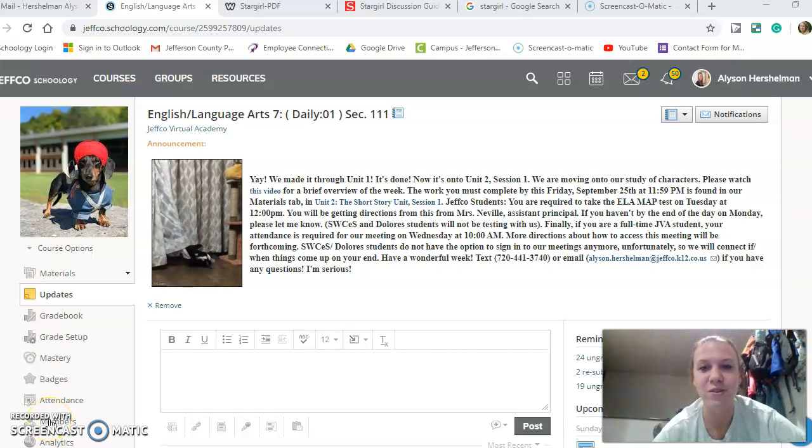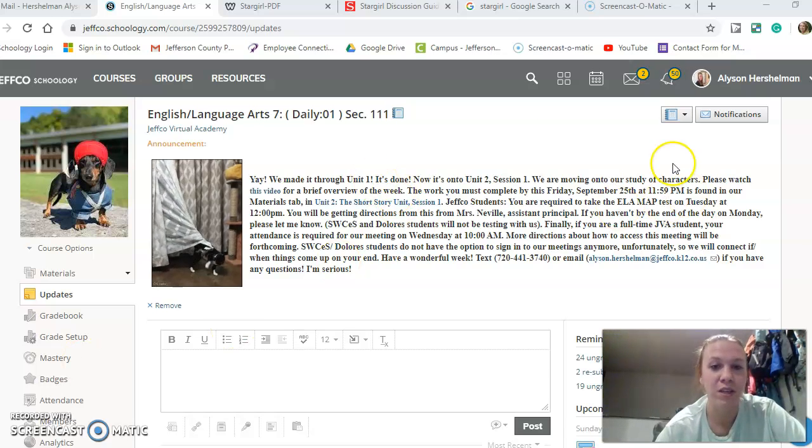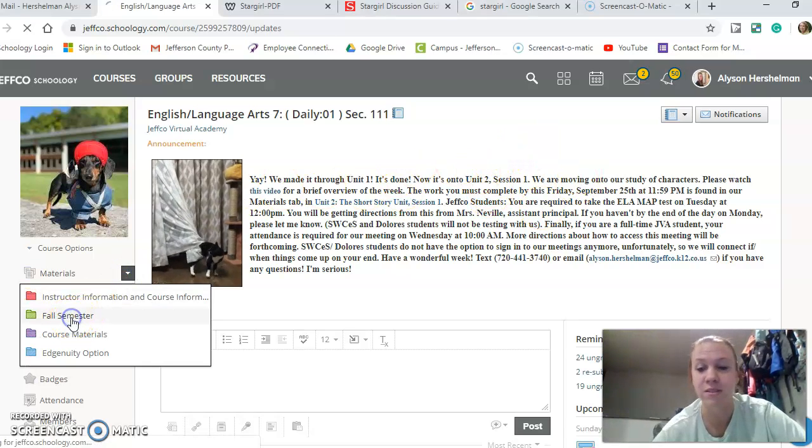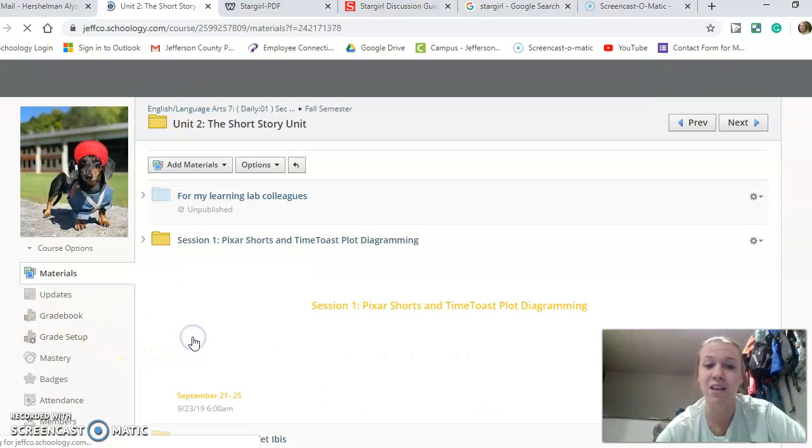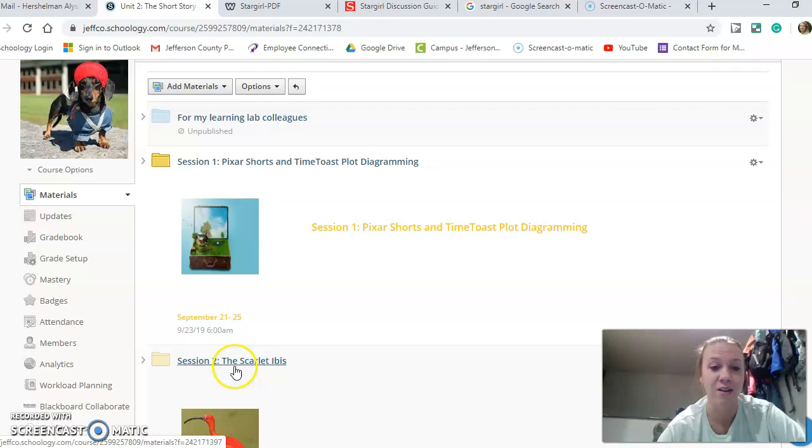We are in Unit 2, Session 2 this week. We are going to either be accessing our materials from up here in the updates or by coming over here to fall semester. I'm still having some people get really confused about where to find stuff. Please make sure that you are accessing the entire folder.